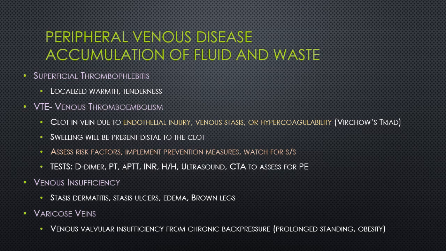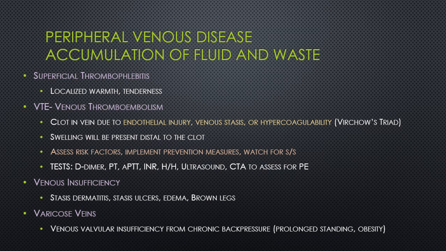Tests that could help us determine the risk or the existence of a DVT or VTE would be a D-dimer, which is elevated in the presence of clots within the body. So it's not specific for DVT or VTE, but it would be elevated with one. We want to look at the PT-INR and the PTT or APTT to determine our current clotting levels. PT-INR is used for oral anticoagulation and APTT is used for heparin or injected anticoagulants.